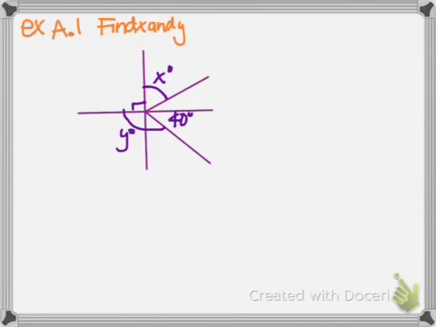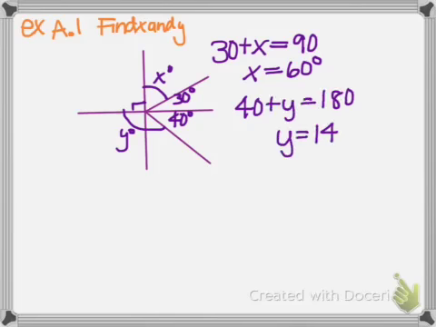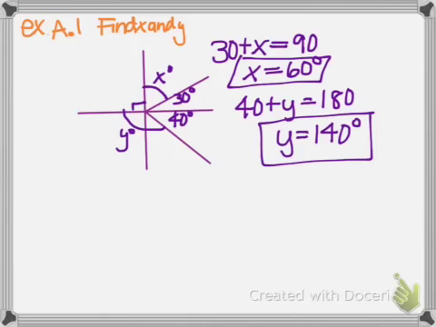So we'll do a couple examples. Find x and y. Well, we can see from the diagram that 30 degrees plus x is 90 degrees. So x has to be 60 degrees. And we can also see from the diagram that 40 plus y is 180 degrees. So y has to be 140 degrees.